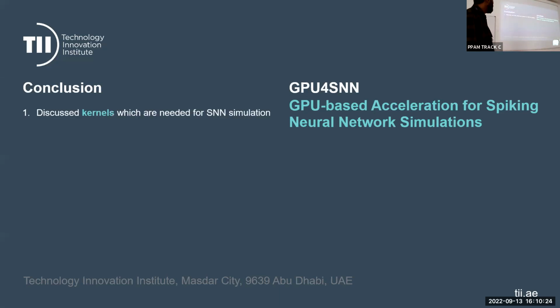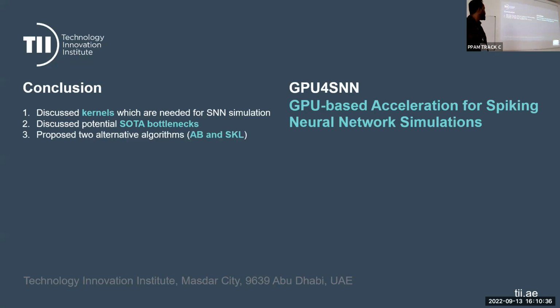So in conclusion, we discussed the kernels involved in the SNN simulation, and the potential state-of-the-art bottlenecks like the AND, S, and AP algorithms, and why they perform poorly. Then we proposed the two algorithms, AB and SQL, and their advantages, explaining the grid stride loop as a core element of the proposed algorithms. And finally, we also discussed the potential limitations of AB and SQL.